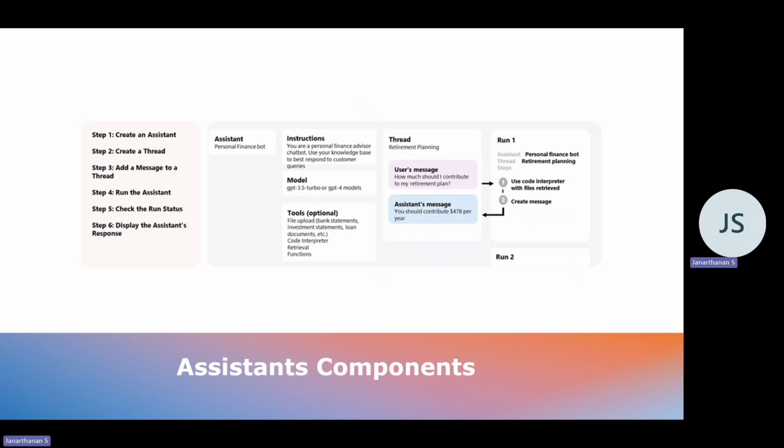Let's see what the components are in detail. With respect to this Assistant API, we have components like assistants and instructions. We have various types of tools available, and we know the usage of thread. Thread, user messages, assistant messages, and there is something called run and run step. So these are the components related to assistants. Let's see the components in a detailed manner.